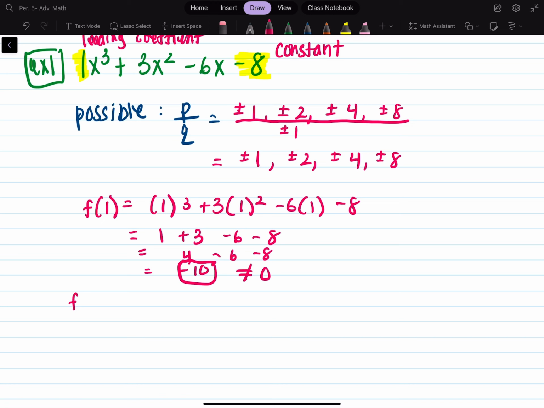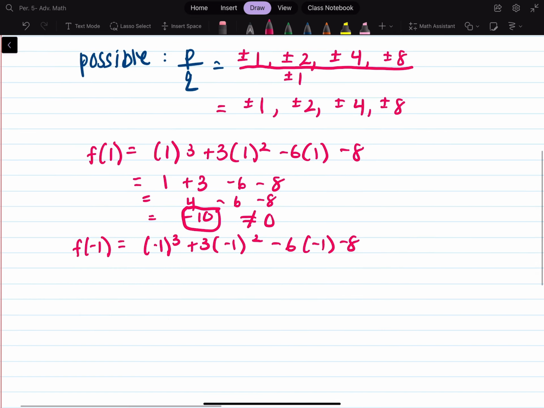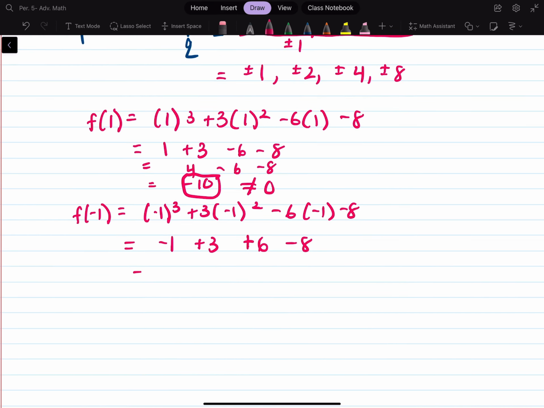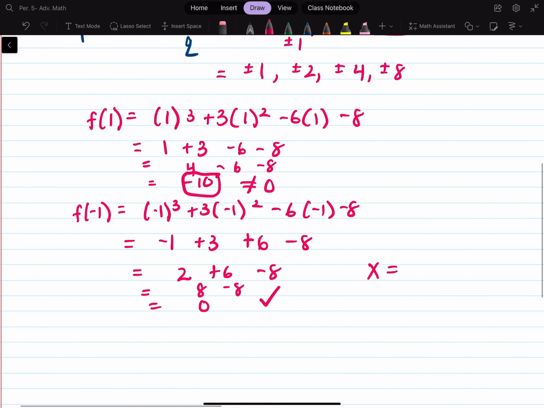So a negative 1, my second possible rational zero here. So this would be negative 1 cubed plus 3 times negative 1 squared minus 6 times negative 1 minus 8. Let's go ahead and simplify this down. This will give us negative 1 plus 3 plus 6 minus 8. Negative 1 plus 3 is equal to 2. And then plus 6 minus 8 is equal to 8 minus 8, which equals 0. So this one checks out. So negative 1, we know, is indeed a factor of this polynomial. So x equals negative 1 is definitely one of the zeros of this polynomial.